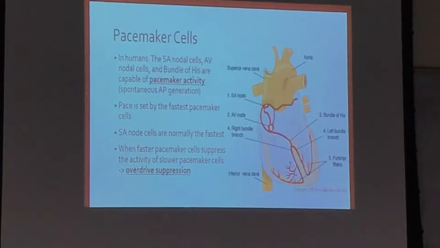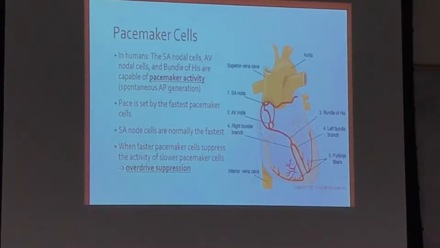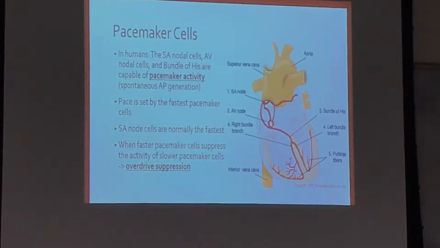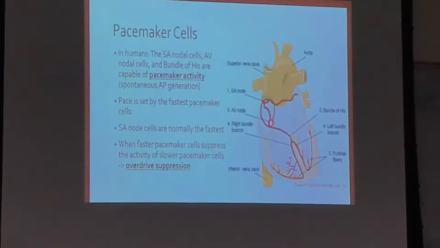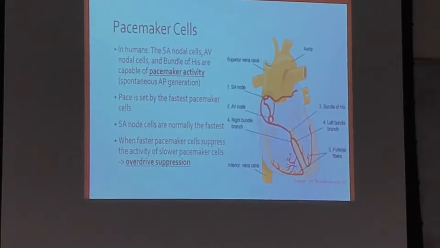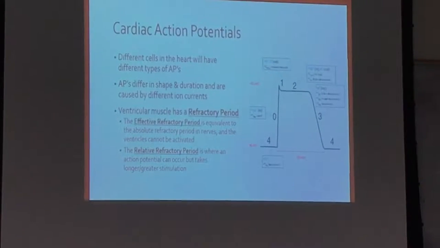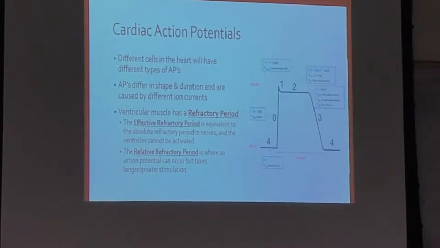So in humans, the SA node, the AV node, and the bundle of His can all do pacemaker activity, but the pace is set by the fastest pacemaker, which is the SA node. And when the fastest pacemaker cells slow down or something happens, the other pacemakers take over, and that's overdrive suppression. Okay, so let's see.